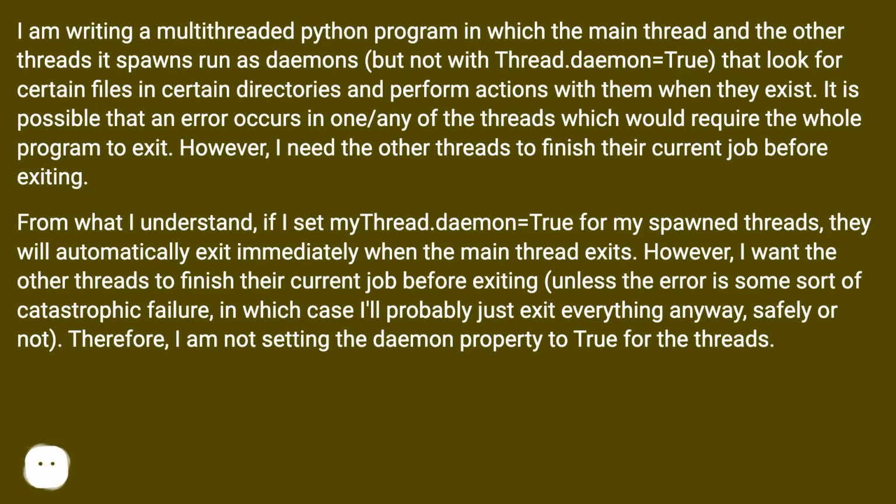when they exist. It is possible that an error occurs in one or any of the threads, which would require the whole program to exit. However, I need the other threads to finish their current job before exiting. From what I understand, if I set mythread.daemon equals true for my spawned threads, they will automatically exit immediately when the main thread exits. However, I want the other threads to finish their current job before exiting, unless the error is some sort of catastrophic failure, in which case I'll probably just exit everything anyway, safely or not. Therefore, I am not setting the daemon property to true for the threads.